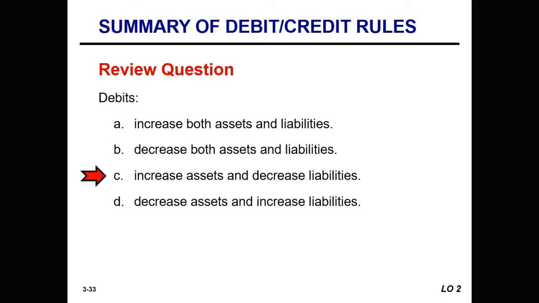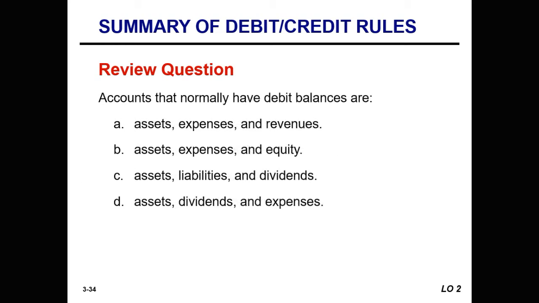Now remember that a normal balance is the side of the T account that will increase that type of an account. So accounts that normally have debit balances are what? Is it assets, expenses, and revenues? Is it assets, expenses, and equity? Is it assets, liabilities, and dividends? Or is it assets, dividends, and expenses?